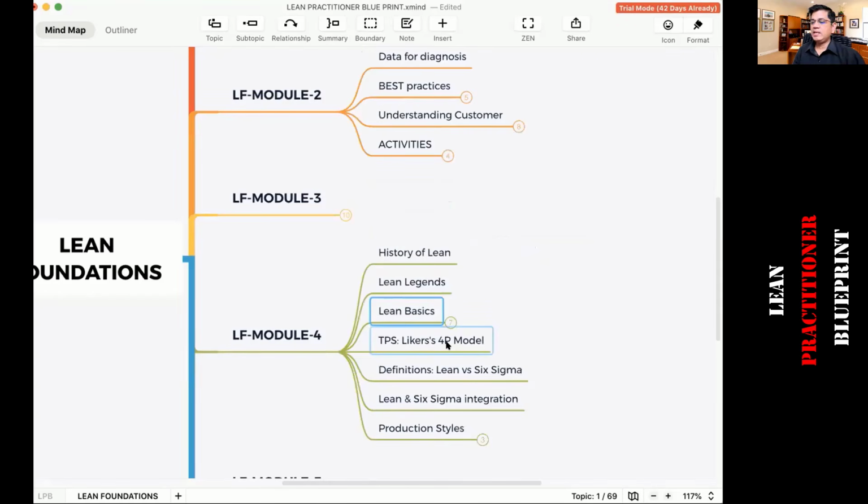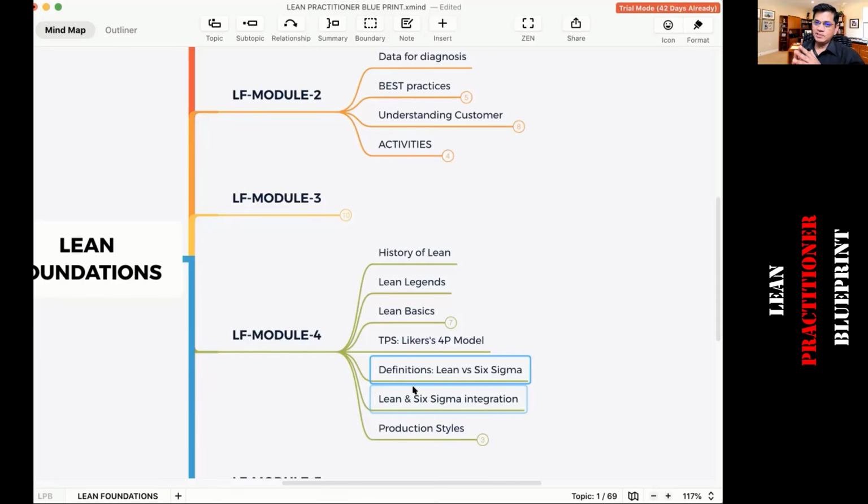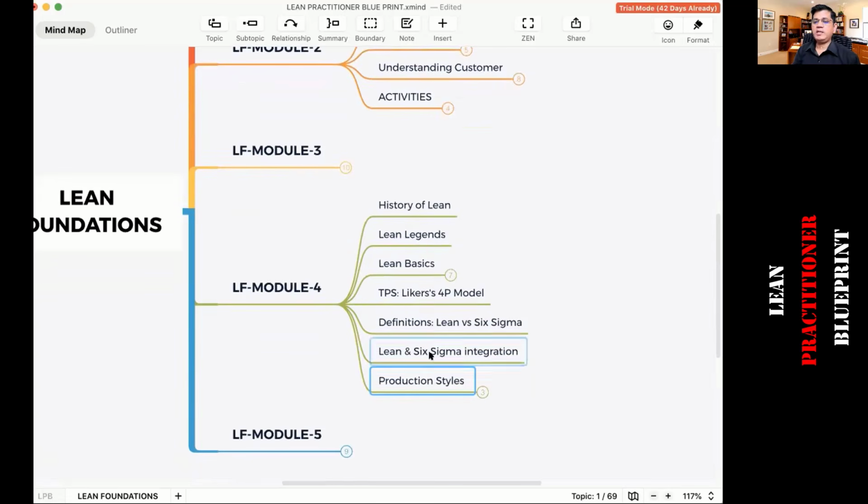Lean basics, then Liker's 4P model. Then a little bit of an intrusion into Six Sigma. Now, in the future, I'm going to go into Six Sigma in depth. How many of you are excited about this? Here we talk about the definitions of Lean and Six Sigma interpretation and production styles.